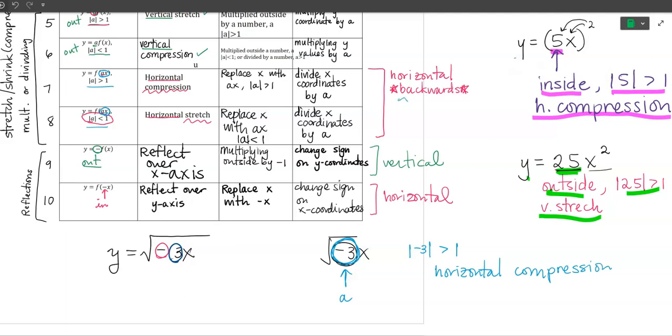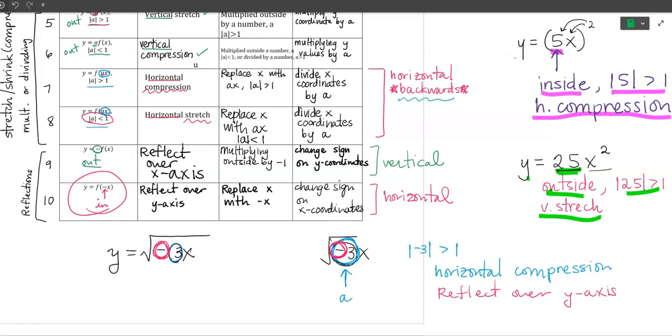And remember, horizontal things happen backwards. But what you also have to do is realize that the negative itself is its own transformation. That is a negative on the inside of the function, which is what's happening in number 10. So one of the transformations is a horizontal compression. That's from the 3. And another transformation is a reflection over the y-axis.